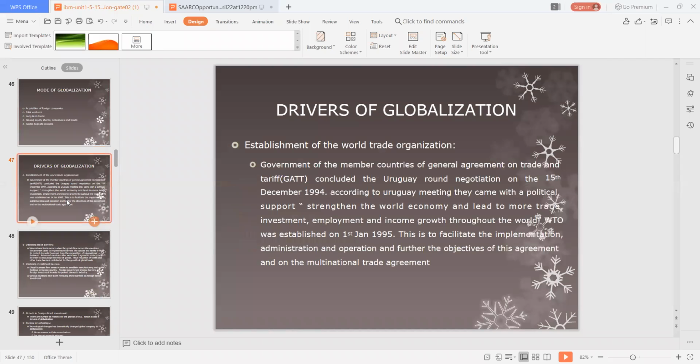So, drivers of globalization: establishment of the World Trade Organization. The governments of the member countries of the General Agreement on Tariff and Trade concluded the Uruguay round negotiation on 15th December 1994. According to that, strengthen the world economy and lead to more trade, investment, employment, and income growth throughout the world. The WTO was established on 1st January 1995 to facilitate the implementation, administration, and operation of the further objectives of the agreement. So these are the drivers normally.